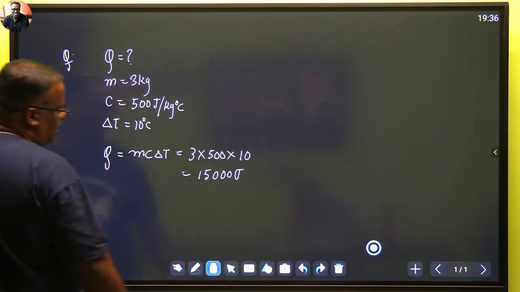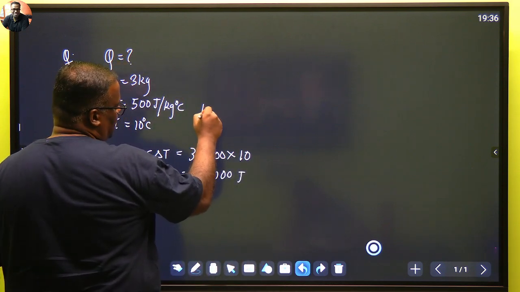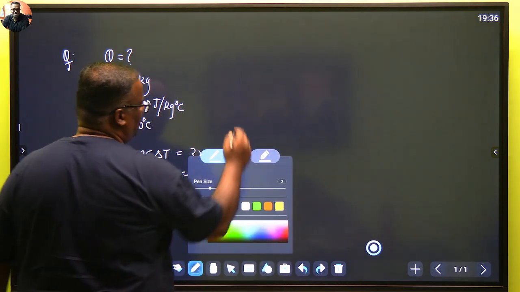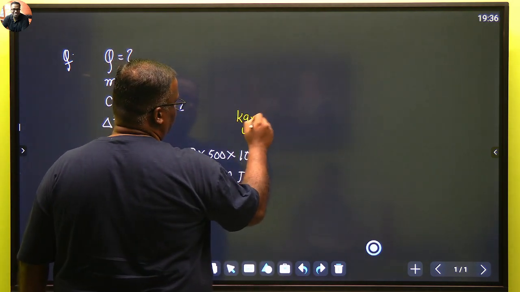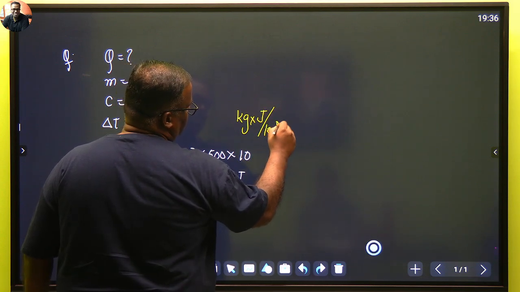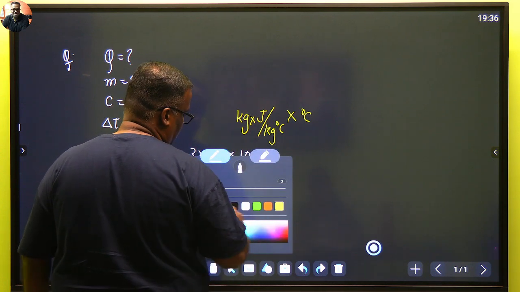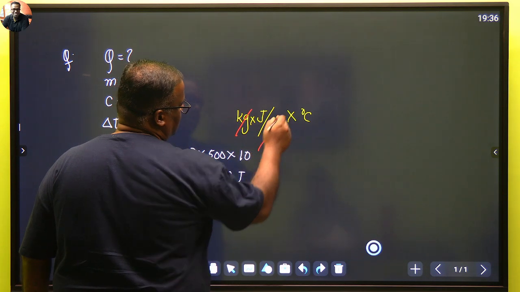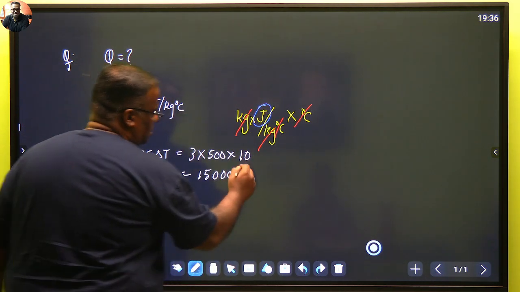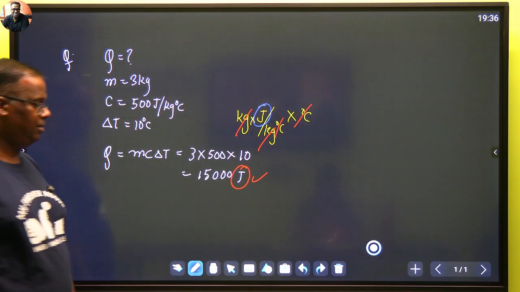But do we exactly get 15,000 joules as our answer? Let's check. 3 means 3 kg. Sorry, we'll just check the units. Let's check the units once. kg is being multiplied with joules per kg degree centigrade, being multiplied by degree centigrade. It means that kg cancels kg, degree centigrade cancels, and the answer should come only in joules, which our answer has. Did you understand? Very good.